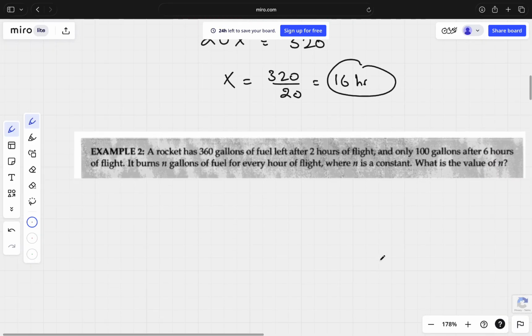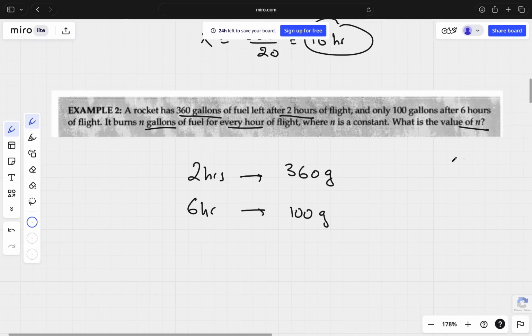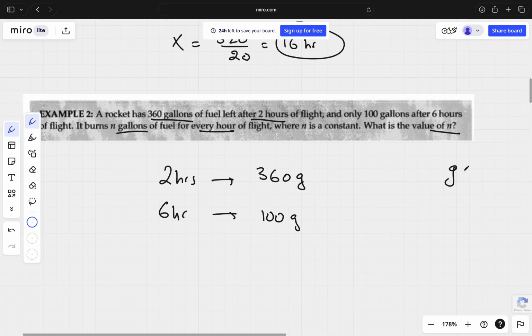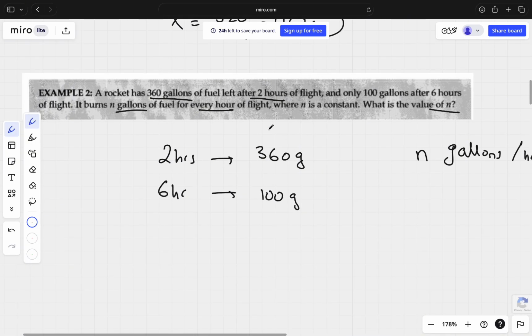Let's look at example 2. In example 2, it says a rocket has 360 gallons of fuel left after 2 hours of flight. So in 2 hours, the rocket has 360 gallons left, and it says only 100 gallons after 6 hours of flight. So after 6 hours of flight, we have 100 gallons left. So it says it burns n gallons of fuel for every hour. We need to find n. So basically we need to find how many gallons we're using per hour, because they're saying it's n gallons per hour.